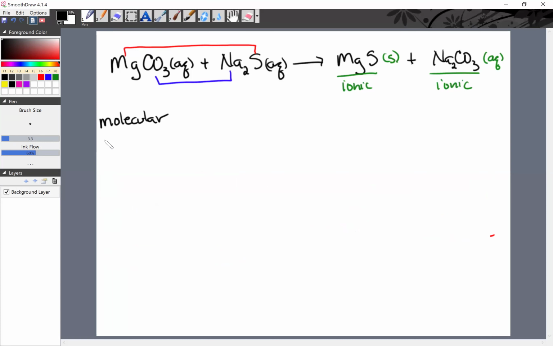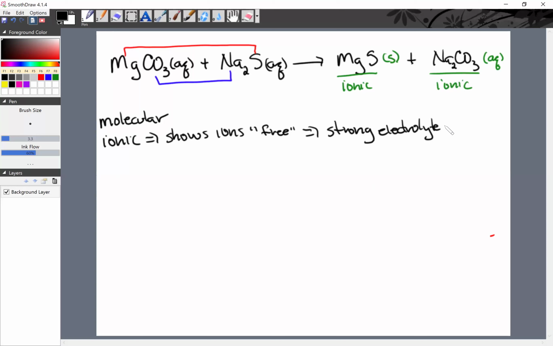All right. An ionic equation shows ions that are free, which means they're not attached in a solid. They're literally floating around in the solution. Well, how are you going to know that? Because they come from strong electrolytes. So what I'm asking is, are you really floating around as a magnesium carbonate, or are you floating around as a magnesium ion and as a carbonate ion? Okay, so that's what the ionic question is asking.